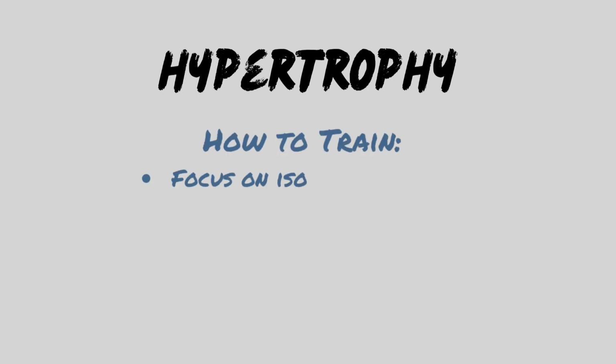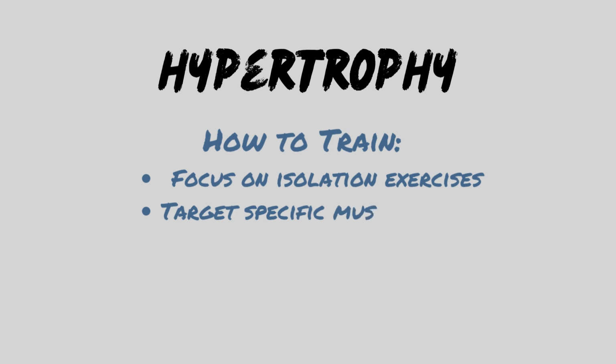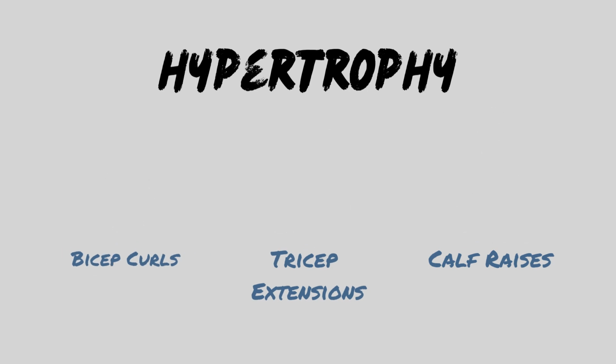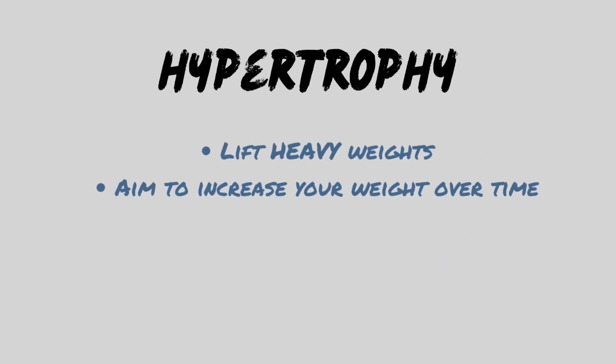To train for hypertrophy, you should focus on isolation exercises that target specific muscle groups such as bicep curls, tricep extensions, and calf raises. You should also lift heavy weights and aim to increase the weight you're lifting over time.